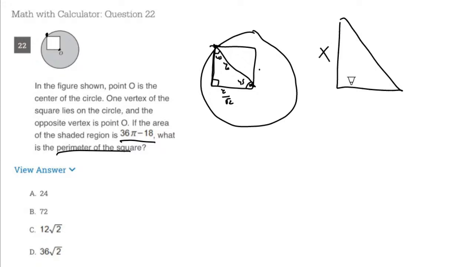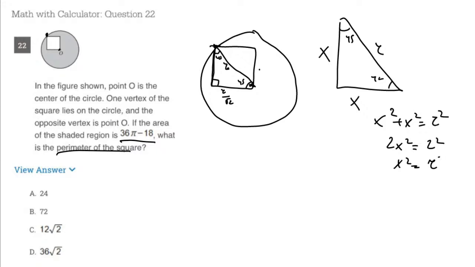So if this is x and this is x, and this is our r, it's 45, 45. So from the Pythagorean theorem, we know that x squared plus x squared should be equal to r squared. 2x squared equals r squared. x squared equals r squared divided by 2. x equals square root of r squared divided by 2, or x equals r divided by square root of 2. That's it.